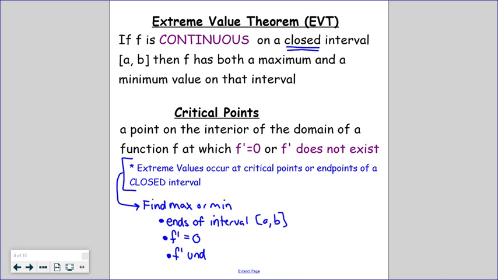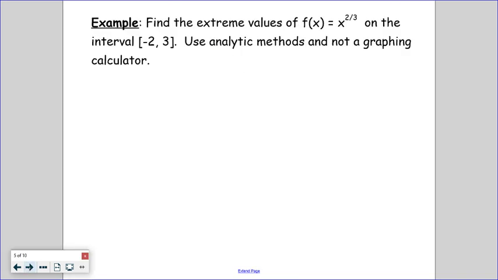All right. Anyone still need this page? Okay. So let's go into an actual example here where it's asking us to find extrema. It says find the extreme values, find the maxes and mins, all of them, local and absolute, of f of x equals x to the 2/3 on the interval from -2 to 3. Now it does say use analytic methods and not a graphing calculator to do this. Basically what they're not allowing us to do is graph a picture and use your calculator to find the maxes and mins. Okay, so we have to go through what we just talked about in order to find that.